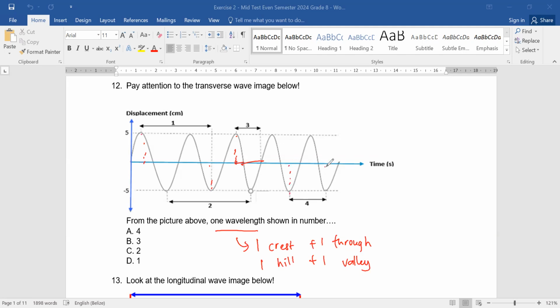But number 4, we can check here. We have half of the trough plus half of the trough, so we have one trough. And then this is another one, one crest. So in total, you're going to have one trough and one crest. So the answer is 4.